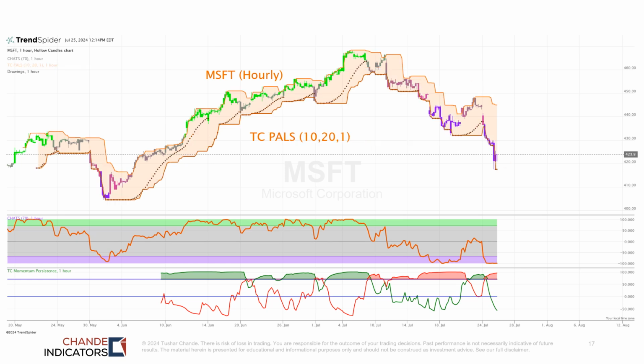And finally, the Microsoft hourly with the PALS exit. And again, you see that the choppy uptrend means that you had multiple entries and exits, but you would have avoided the main downtrend because CHATS was never above 75 during this down move.